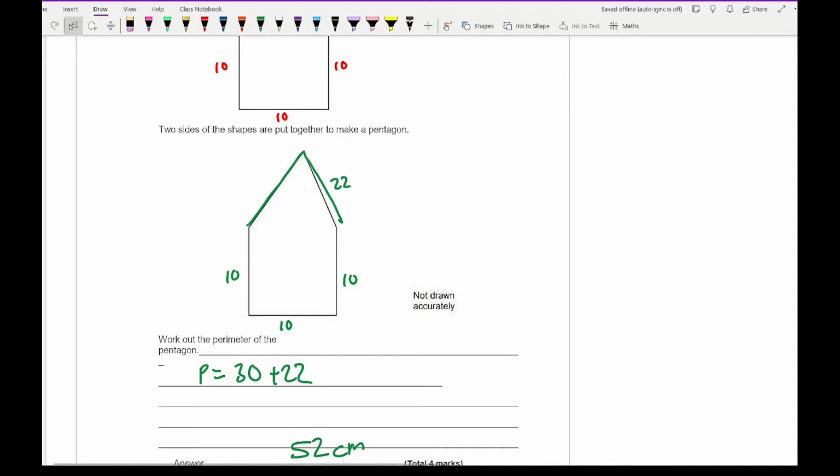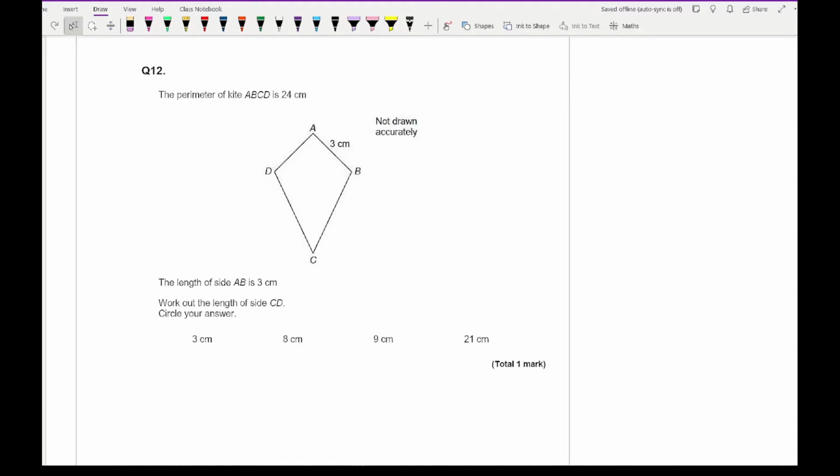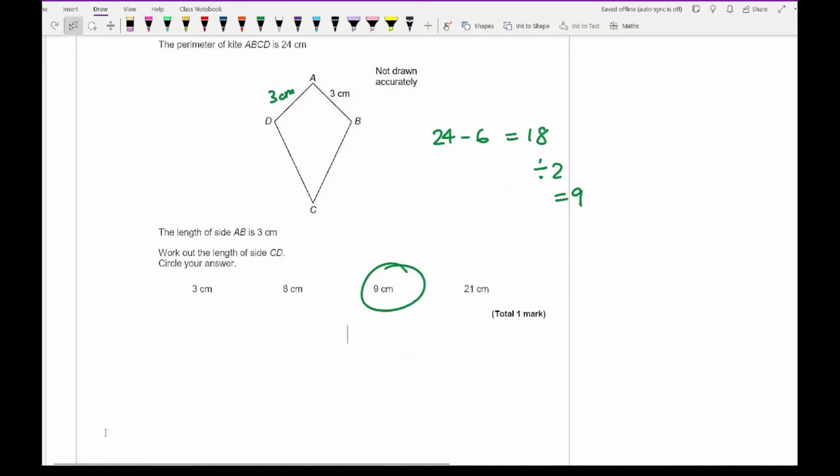So moving on to question 12, it says the perimeter of the kite ABCD is 24 centimeters. The length of AB is 3, which therefore means that this side here will be 3. And the question is asking us to work out the length of CD. Well, if I do 24 take away 6, that leaves me with 18. Then 18 divided by 2 equals 9. So 9 centimeters is the correct answer.